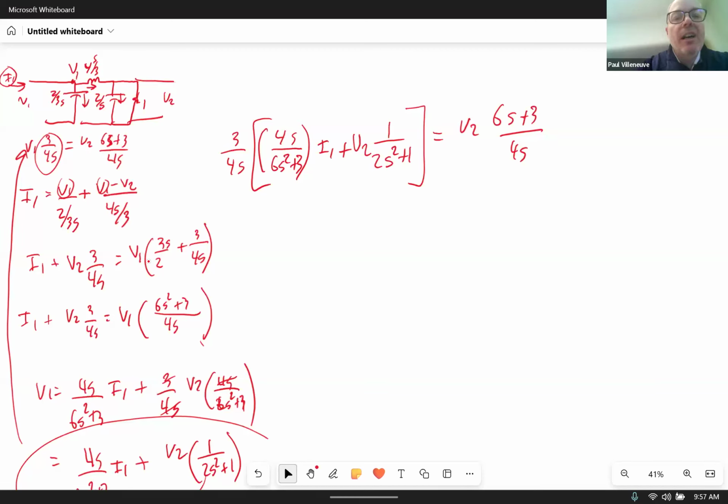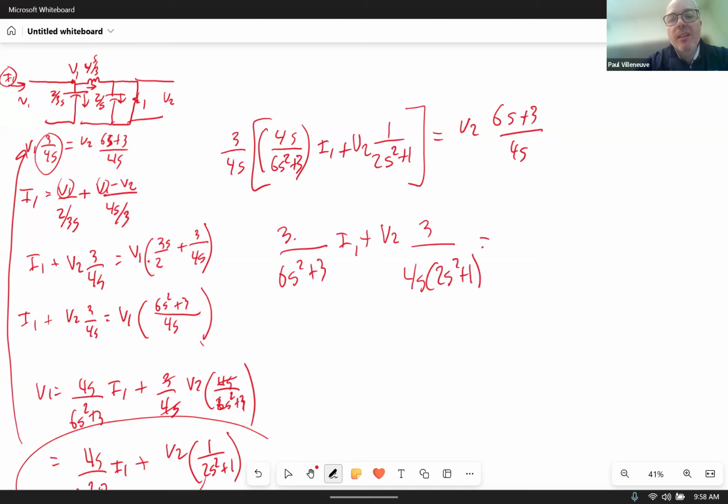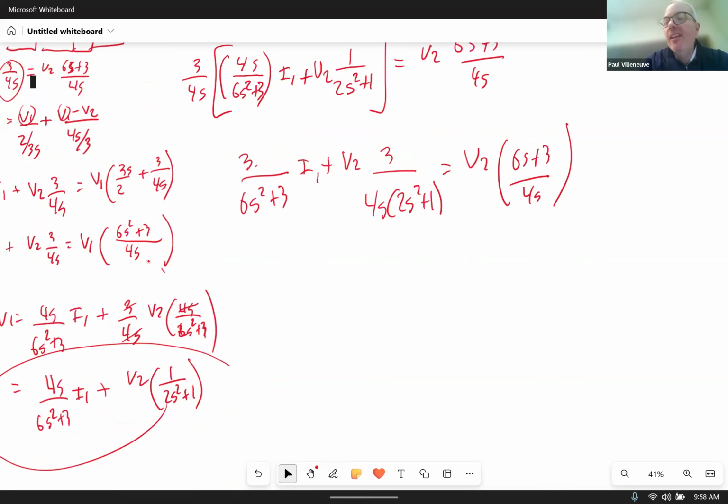So let's see. I'm left with 3I1 over 6s squared plus 3. Let me move the I1 out front so it kind of screams at us. Plus V2 times 3 over 4s times 2s squared plus 1 equals V2 times 6s plus 3 over 4s. Now I'm going to bring the V2s to the same side. So 3 over 6s squared plus 3.